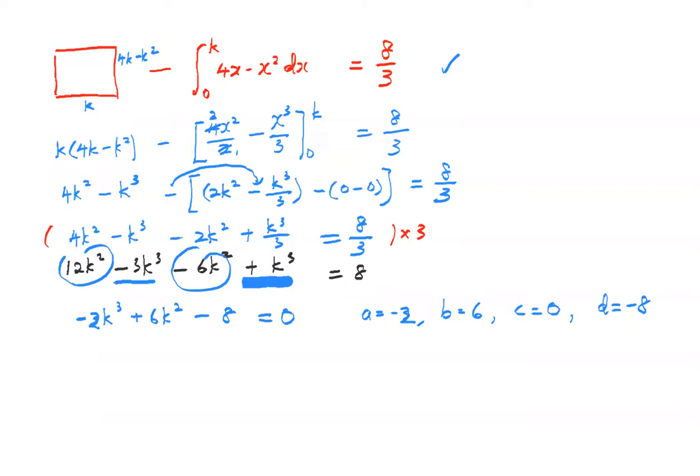-3K cubed plus K cubed is -2K cubed. So when I say algebraically, I'm referring to this part until here. So the solution for K, no need, okay.